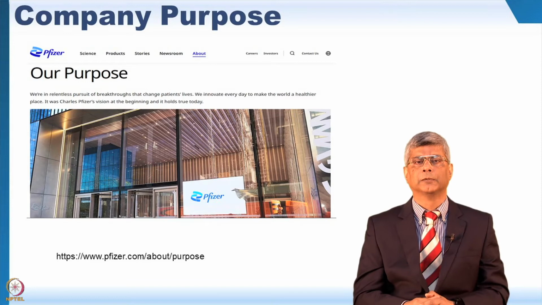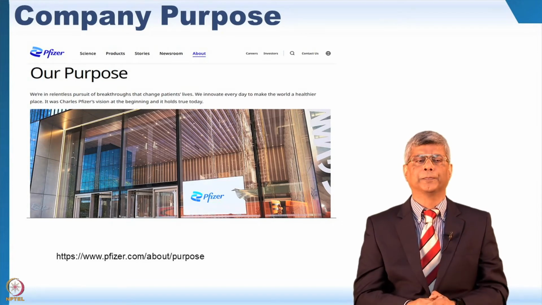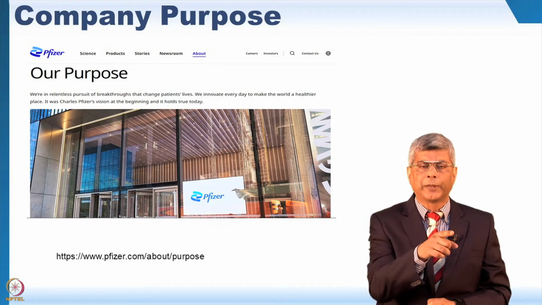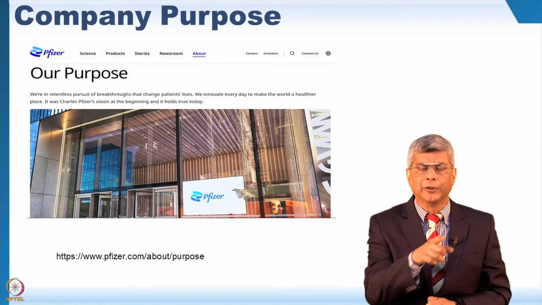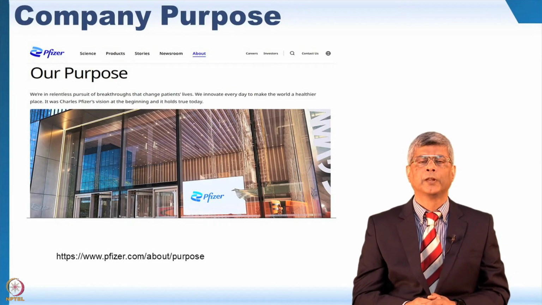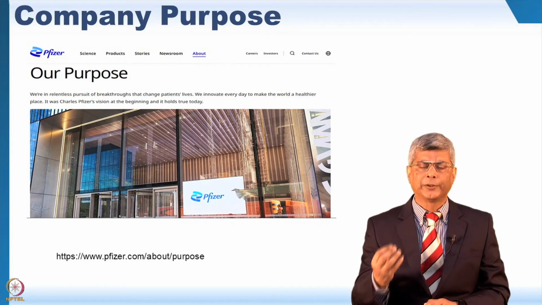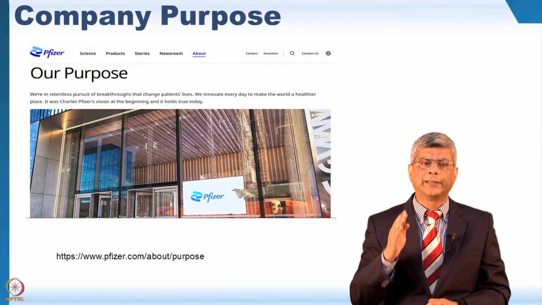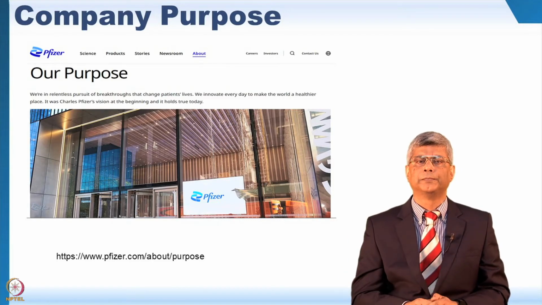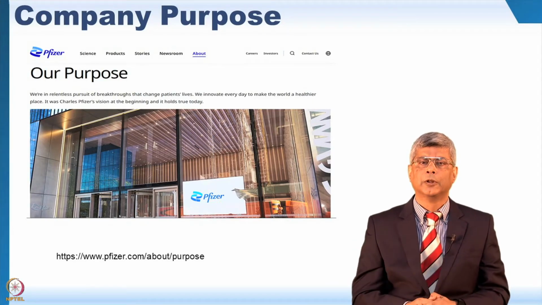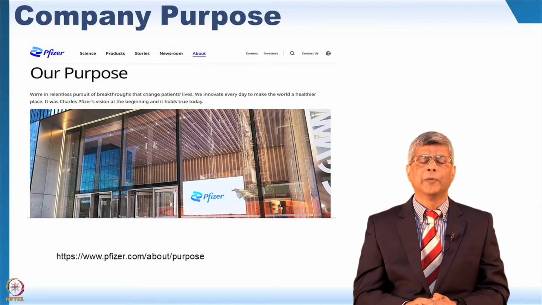Let's look at another company in the pharma sector, Pfizer. It's a global company, and let's look at how they have defined their purpose. If the screen is not clear, you can go to the website. The link is there at the bottom, and you can look it up yourself. But the purpose of Pfizer is we are in relentless pursuit of breakthroughs that change patients' lives. We are always trying to improve patients' lives. We innovate every day to make the world a healthier place.